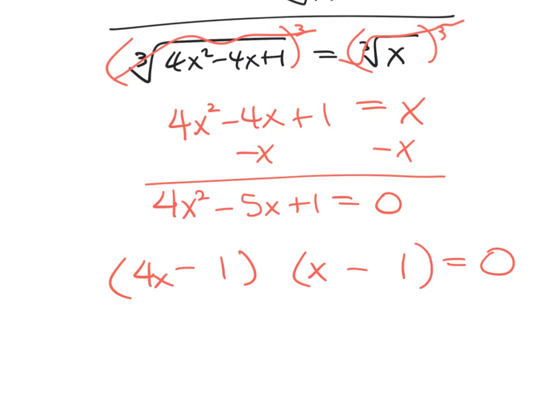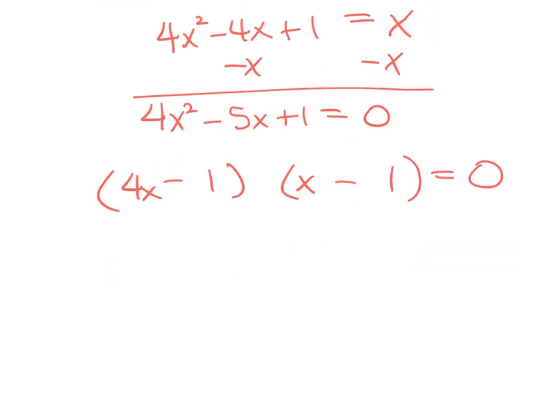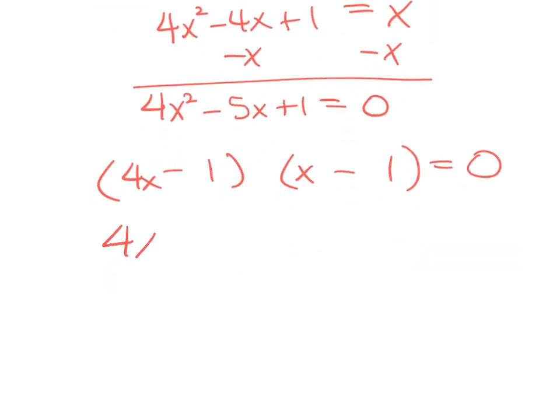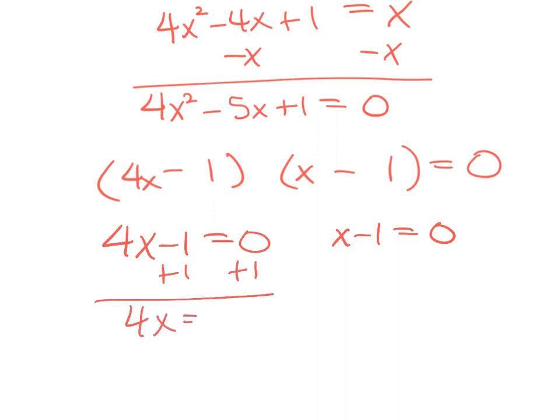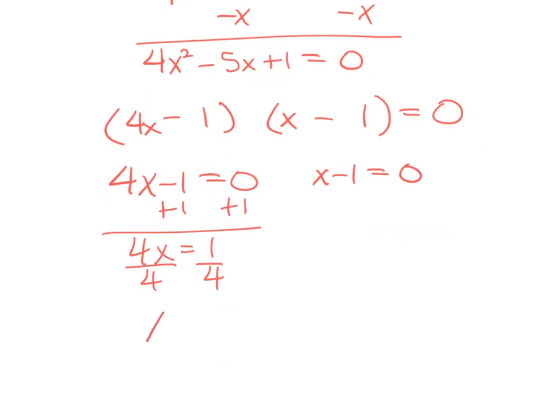So now I'm just going to set each factor equal to 0. So 4x minus 1 equals 0. And x minus 1 equals 0. Add the 1. 4x equals 1. Divide by 4. And my first solution is x equals 1/4. Here, add 1, and x equals 1.